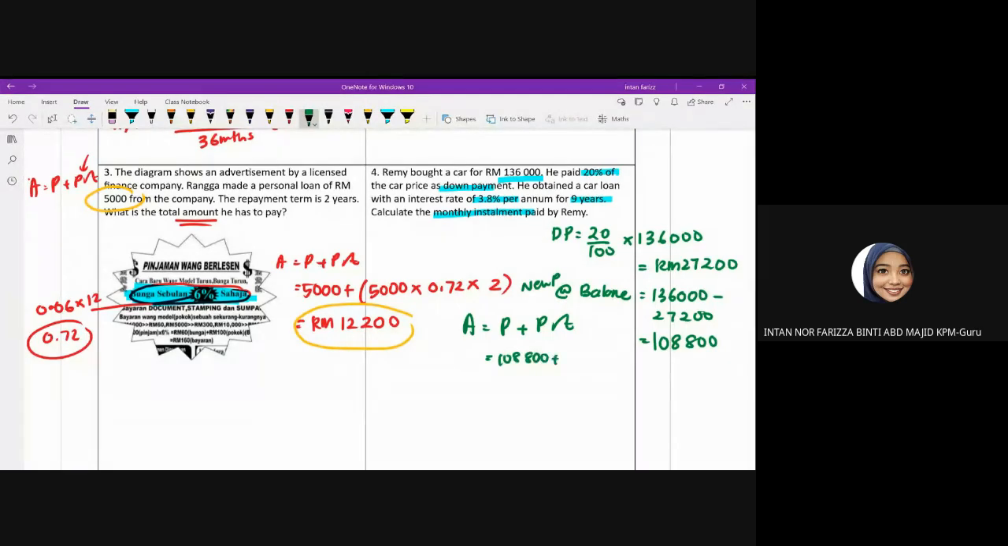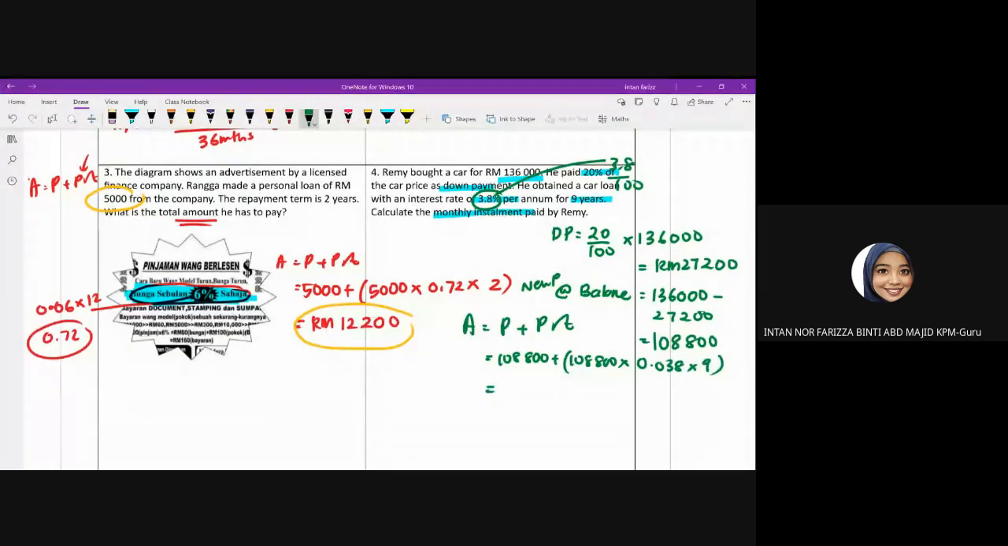108,800 plus okay. 108,800. What's the rate just now? 3.8%, right? So 3.8% divided by 100. What did you get there? Sekejap. Okay, you get 0.038. And for how many years did he hutang? He hutang for 9 years.